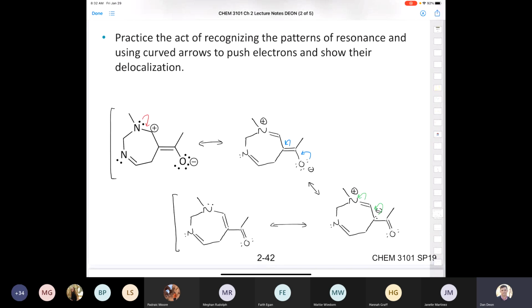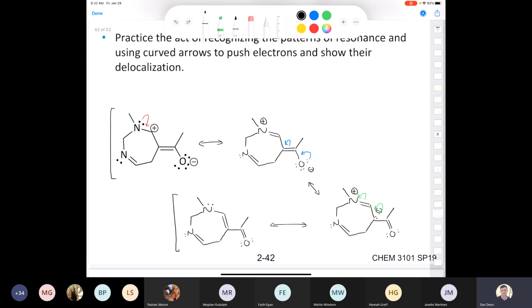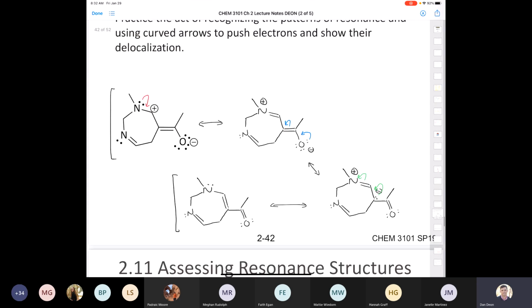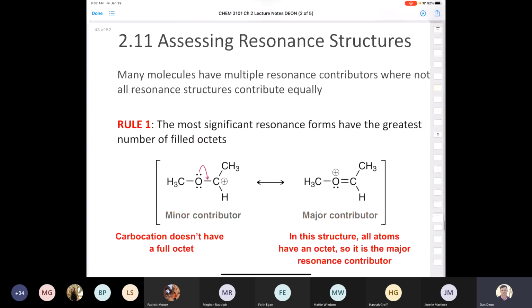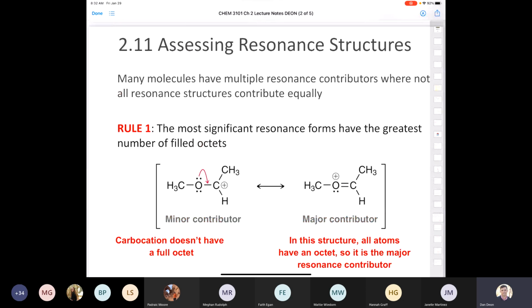They're all correct. There's nothing wrong with any of them. But some of them are going to contribute more overall to the actual resonance hybrid, to the whole. So some of these are going to contribute more than others will. Some of them are going to contribute more than others. And maybe I have it summarized better here. It says many molecules have many resonance contributors, where not all resonance structures contribute equally.